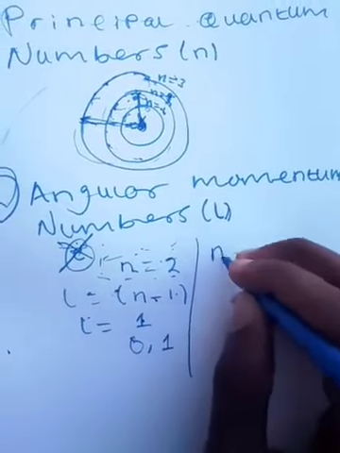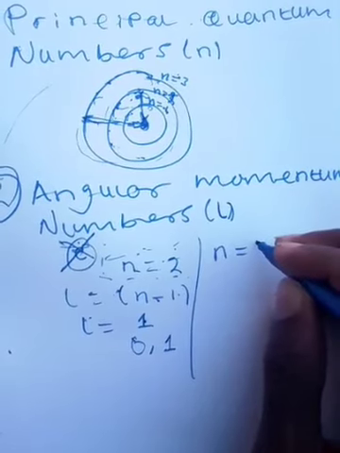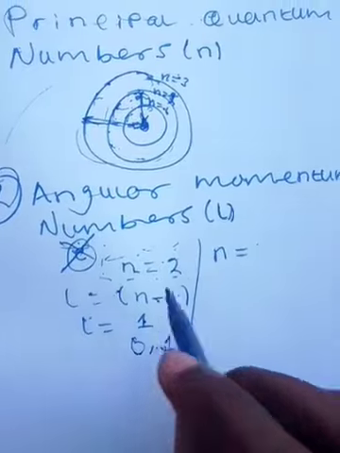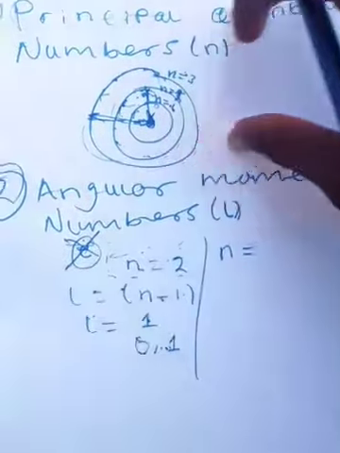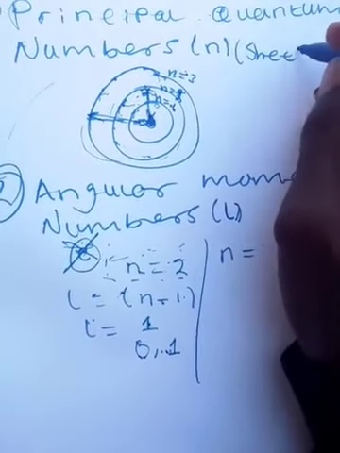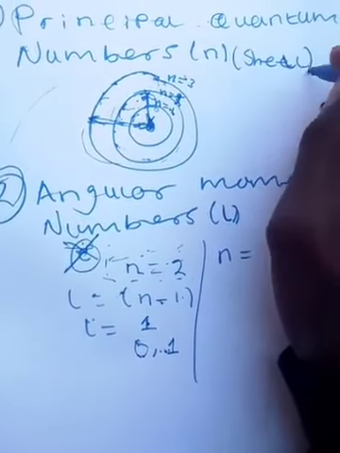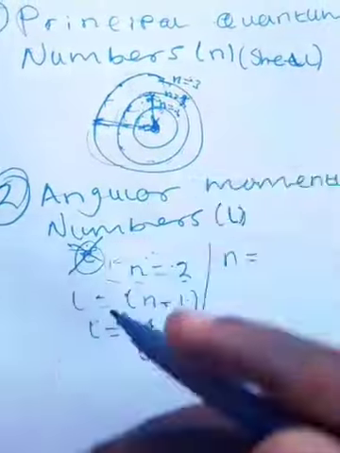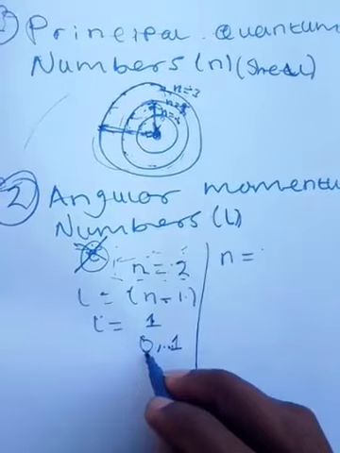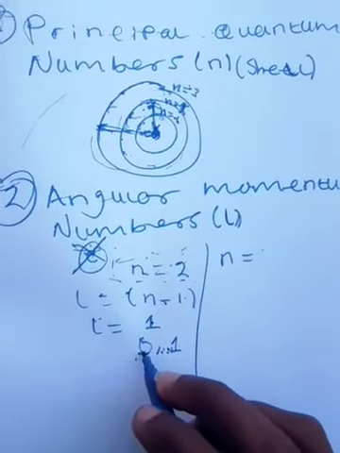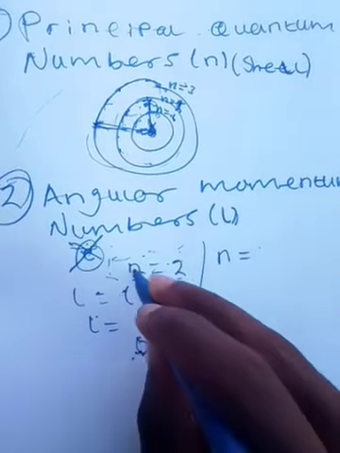So if they have given you n is equal to 2, these numbers you're seeing are representing the subshells. Here we are talking about what? The shells, right? We're just trying to break down the hierarchy from atom to shell, from shell to subshell. So this is the shell, I mean the subshell, not the shell. This is the subshell that is under this shell.